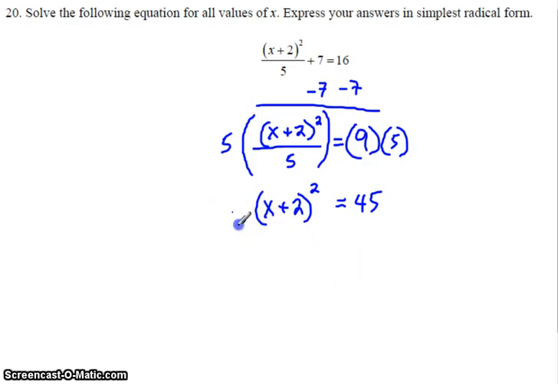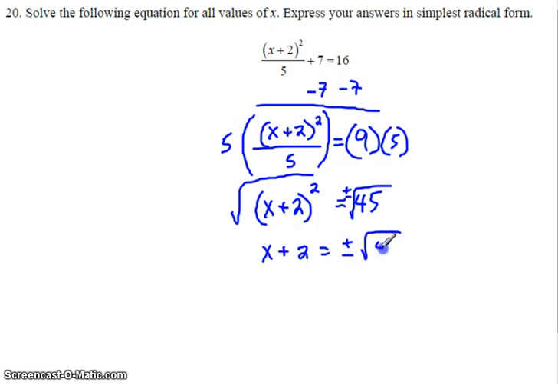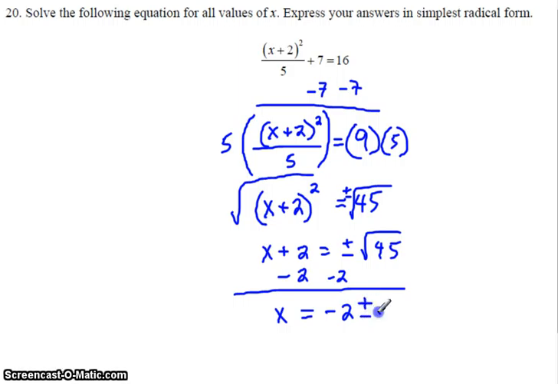All right, I'm going to take the square root. Don't forget the plus or minus. So I've got x plus 2 is equal to plus or minus the square root of 45. I'm going to subtract 2 from both sides, leaving me with an almost final answer of x is equal to negative 2 plus or minus the square root of 45. And this is all good, except the square root of 45 is not simplified all the way. It's not a simplest radical.